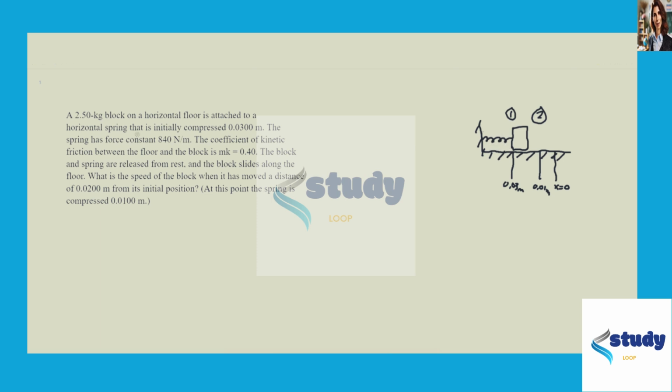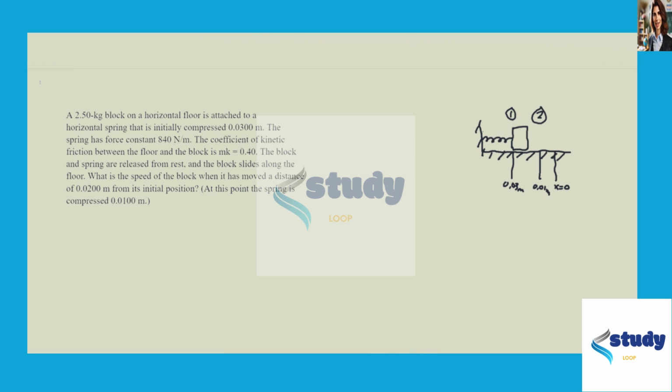Problem 724: we have a 2.5 kilogram block on a horizontal floor attached to a horizontal spring that is initially compressed 0.03 meters. The spring has force constant K. The coefficient of kinetic friction between the block and the floor is mu k equal to 0.4. When the block and spring are released, what is the speed of the block after it has moved a distance of 0.02 meters, from this position at 0.03 meters to this point at 0.01 meters? At this point, the spring is still compressed.